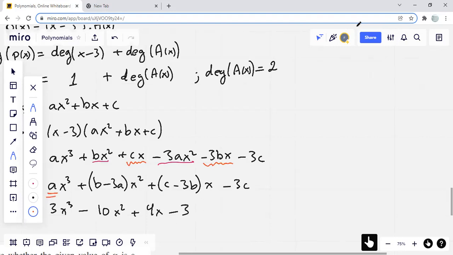Now by comparing the coefficients, we get a is equal to 3. We compare the coefficients. We don't write ax cubed is equal to 3x cubed, we only write the coefficients. So a is equal to 3. Now b minus 3a is equal to minus 10.